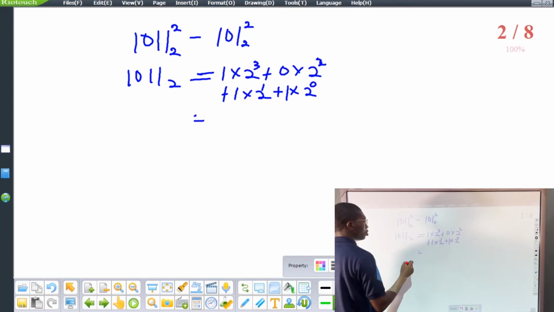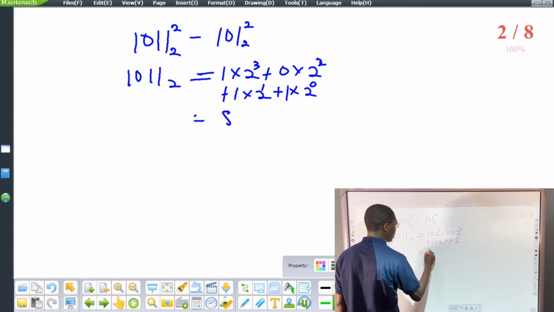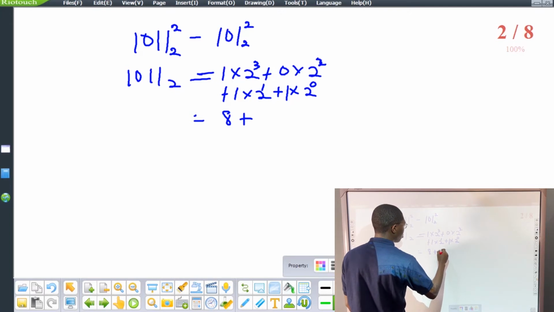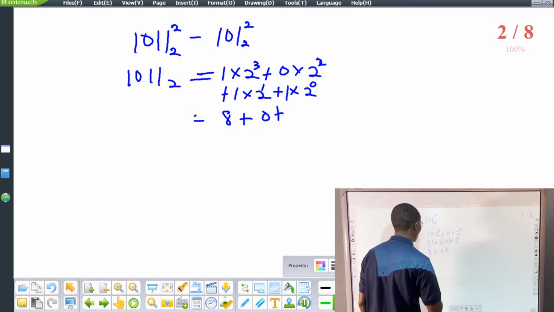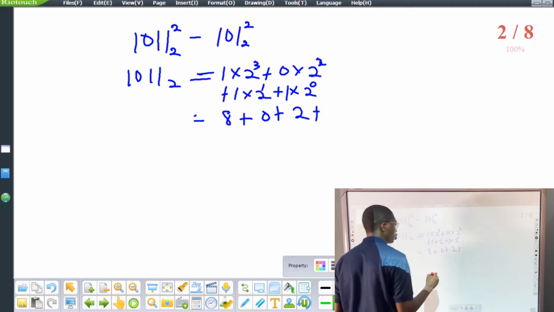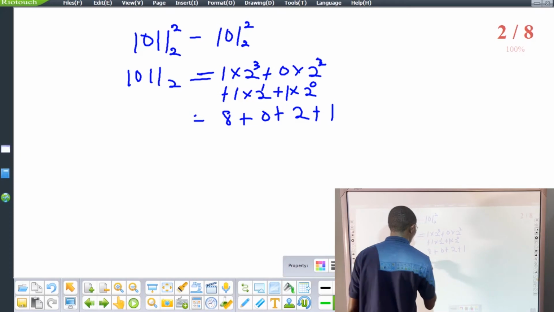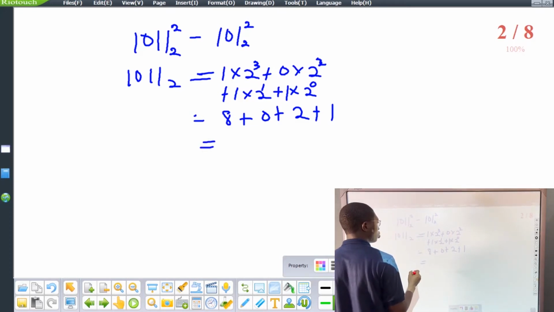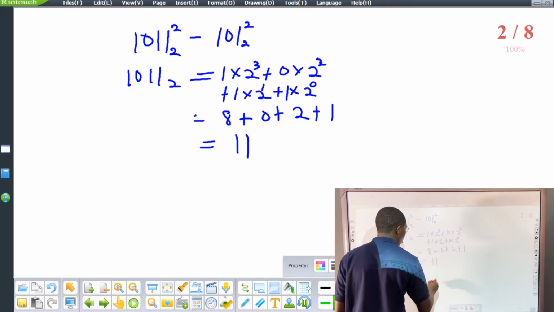This is equals to 2 raised to power 3 is 8, 8 times 1 is 8, plus 2 raised to power 2 is 4, 4 times 0 is 0, plus 2 raised to power 1 is 2, 1 times 2 is 2, plus 2 raised to power 0 is 1, 1 times 1 is 1. So our final answer here is 8 plus 2, 10, and that is giving us 11.